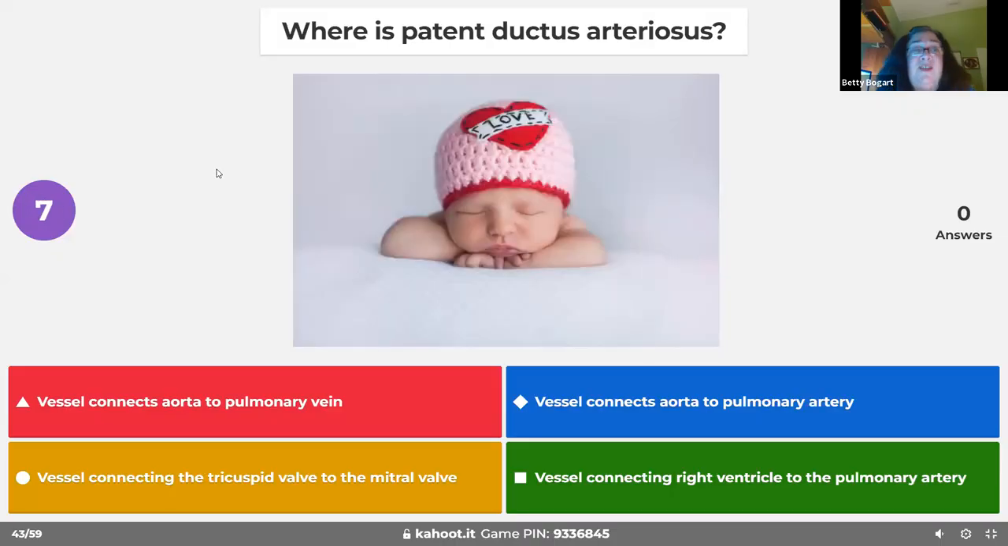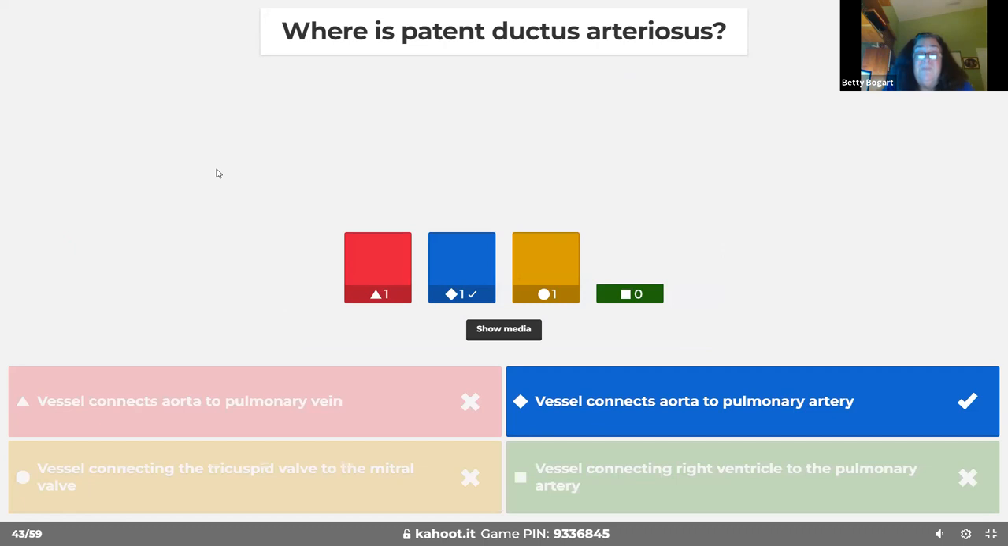And we know oxygen has to go to the body. So it connects the aorta to the pulmonary artery because it puts oxygen to the body, so the body gets it.